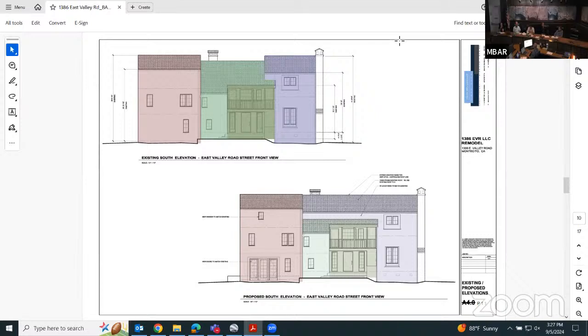So can we open public comments on item number 6, 1386 East Valley Road? No request to speak on this one. Okay, back to the board. Let's finish up with Bill.